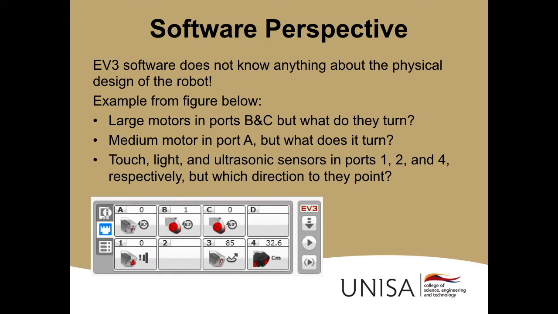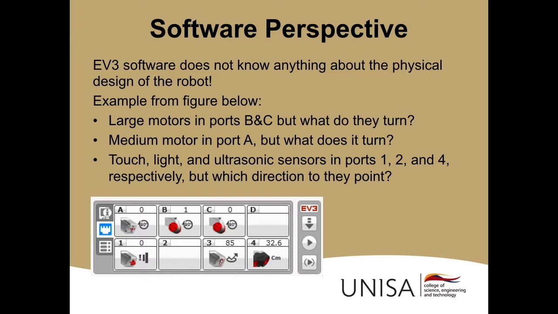Now, that's basically all the software knows about your robot that is connected. So first of all, it doesn't know anything about the physical design of the robot. If we go back to the hardware page in the figure below, the software knows that 2 motors are connected to the EV3 brick in port B and port C. But what do the motors turn? Are they turning wheels, or are they operating an arm? The software doesn't know about it. Similarly with the medium motor connected to port A. What does it turn? What happens when it turns in one direction or the other?